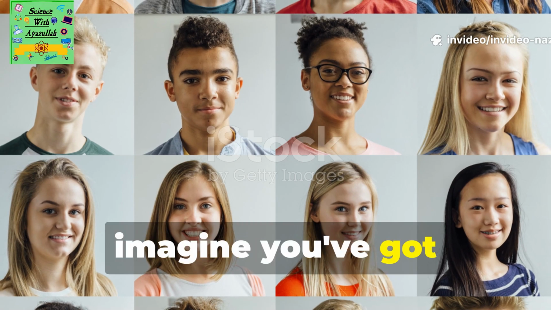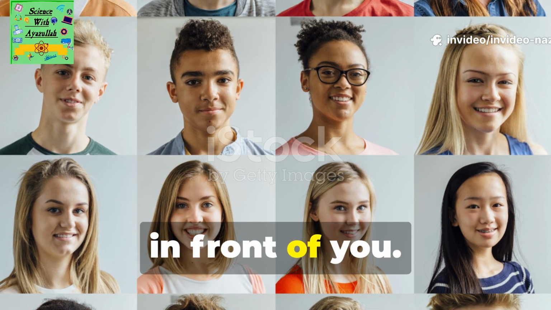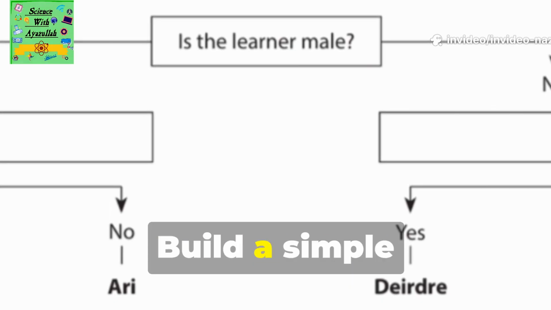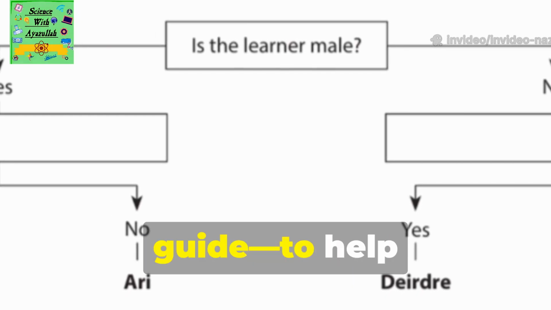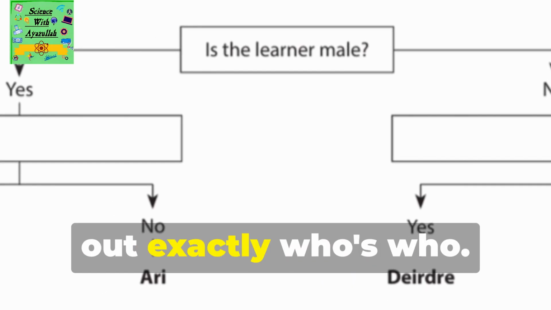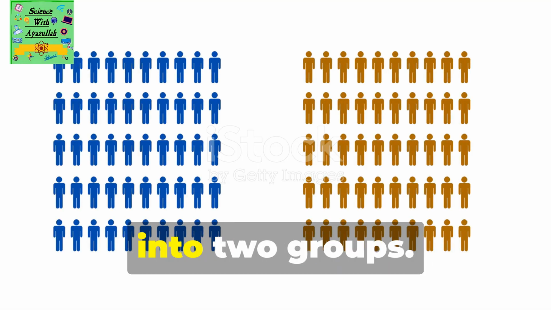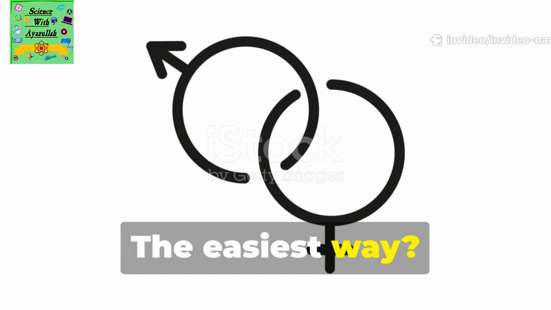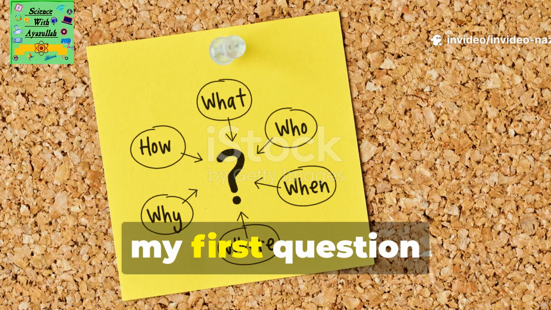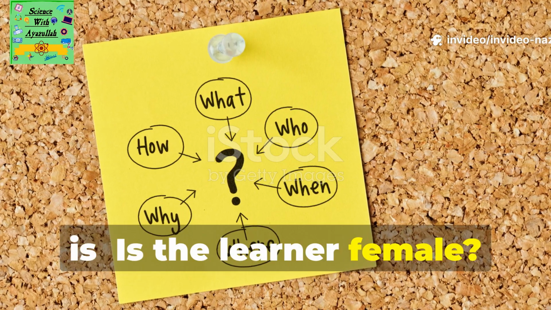Alright, imagine you've got 4 photos of different learners in front of you. Your mission? Build a simple key, a step-by-step guide, to help someone else figure out exactly who's who. Step 1. I need to split these learners into 2 groups. The easiest way? Let's say by gender. So, my first question is, is the learner female?